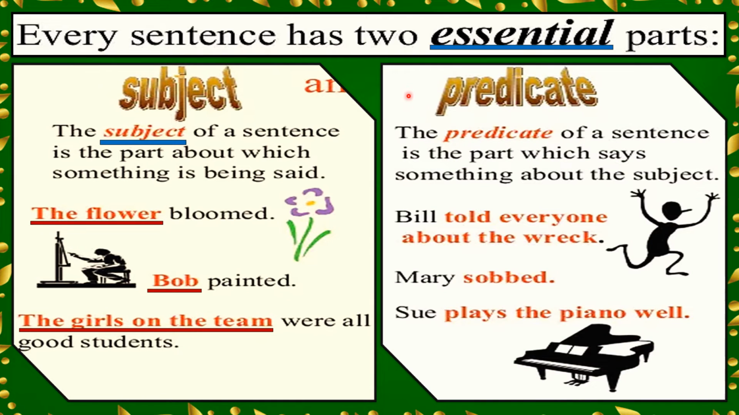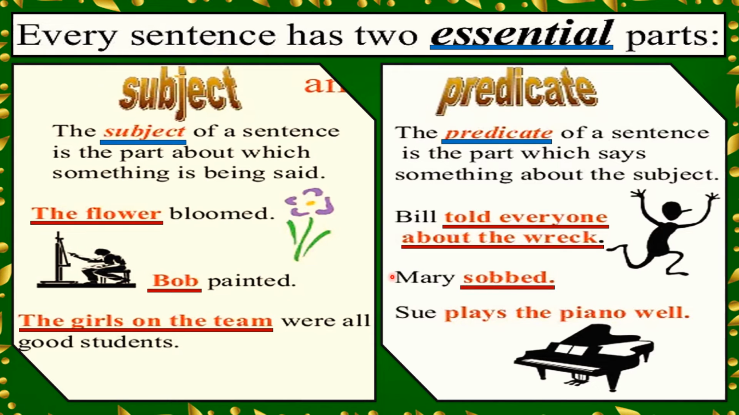Now, talking about the predicate. The predicate of a sentence is the part which says something about the subject. Let's read sentence number 1. Bill told everyone about the wreck. So we are talking about Bill. What did Bill do? He told everyone about the wreck. So the verb is an action word. And Bill, what did he do? He told everyone about the wreck.